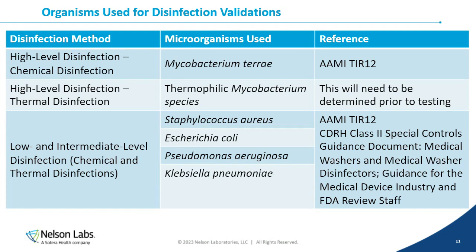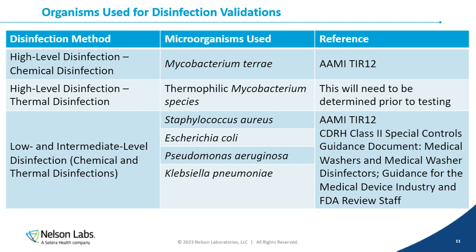For high-level disinfections, for chemical disinfections, mTera is typically what's used, and that's found in AAMI TIR 12. If you're doing a thermal high-level disinfection, then you're going to want to look at using a thermophilic mycobacterium species. There's not really much guidance on what organism to use, so you'll want to make sure you research prior to testing and ensure that you choose an appropriate thermophilic mycobacterium species to really challenge that thermal disinfection process.